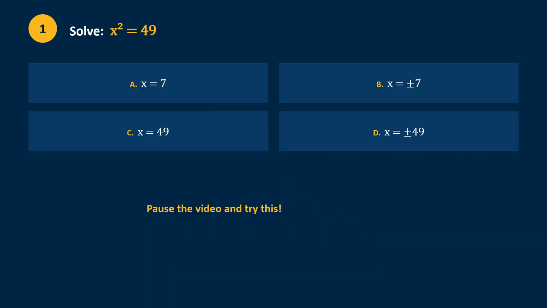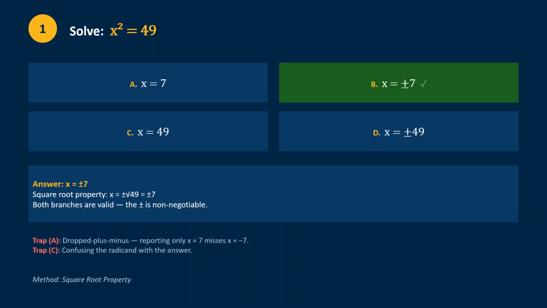Question 1. Solve x squared equals 49. Look at the 4 choices on screen and pick your answer. Pause the video now and work through it. The answer is B. X equals plus or minus 7. Apply the square root property.